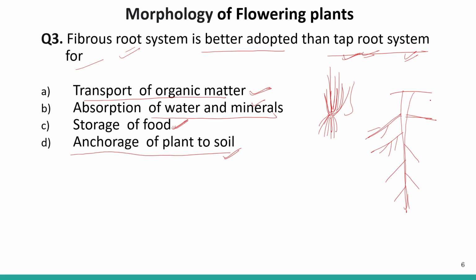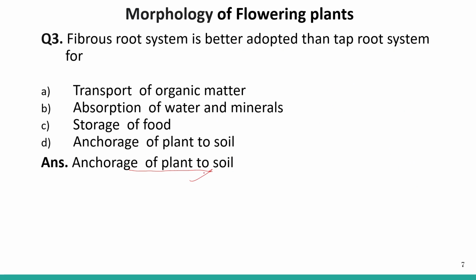Okay, but in the case of this fibrous root, the roots do not go deep into the soil. They are not present much below the soil. They are present at the surface only. So they need proper anchorage. So what they do, they give rise to a lot of roots at the base of the stem, which forms the fibrous root, and they help in the proper anchorage of the plants to the soil. Okay, so this is the correct answer. Anchorage of plants to the soil.